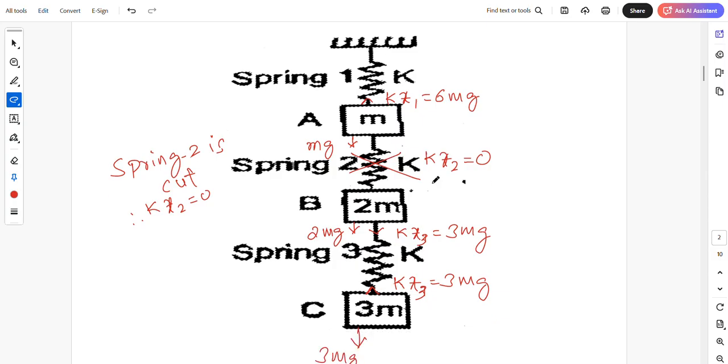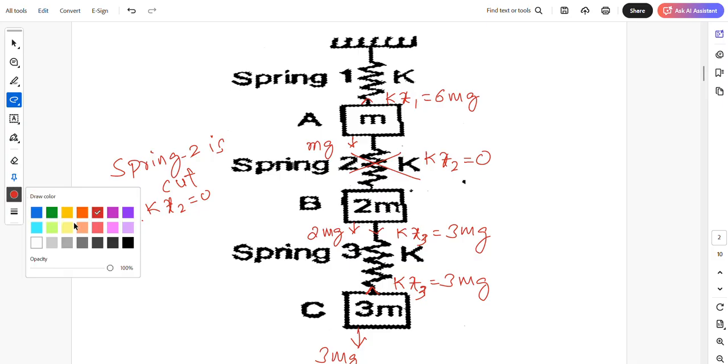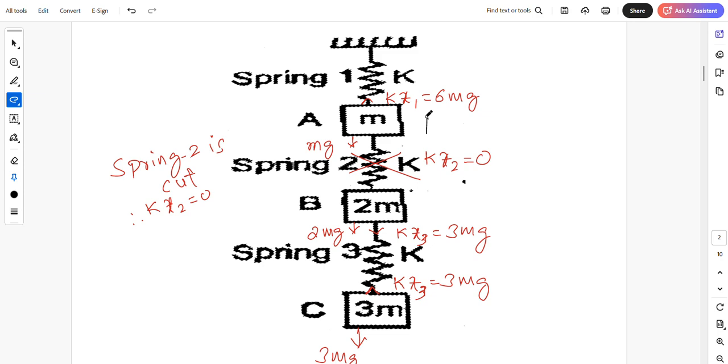Now let us write the acceleration. Where will be the acceleration? See here, kx1 is 6mg, mg is downwards, therefore acceleration will be upwards. What about here? 3mg is here, mg is a little bit downwards. What about here? 3mg, 3mg. Here forces are balanced, therefore AC is equal to 0.